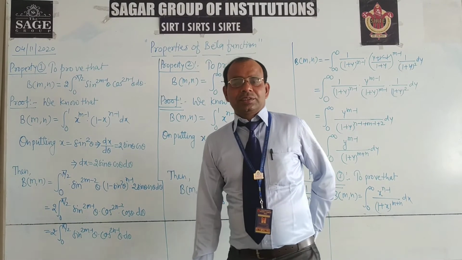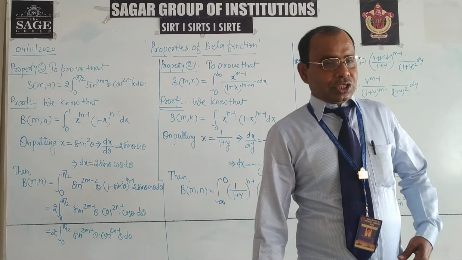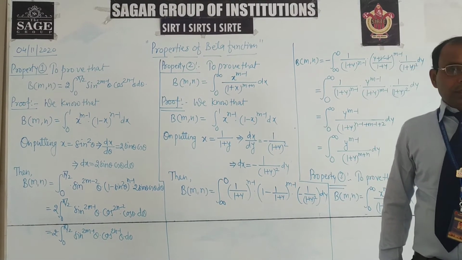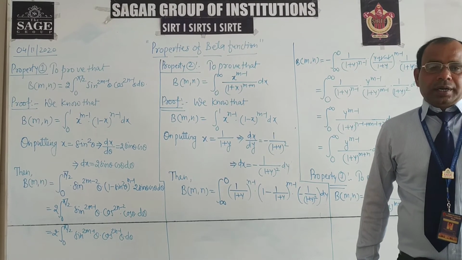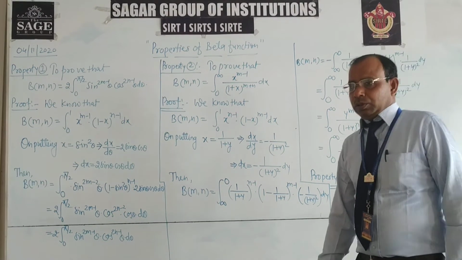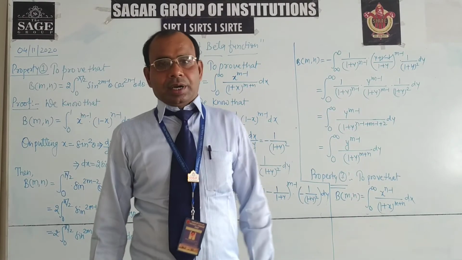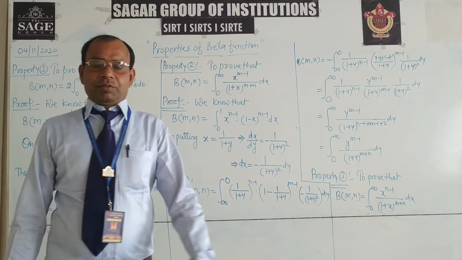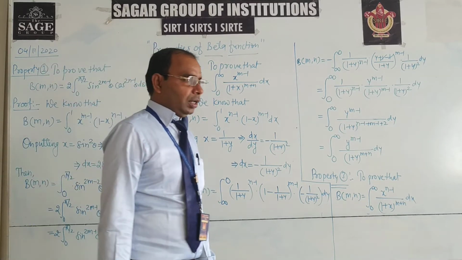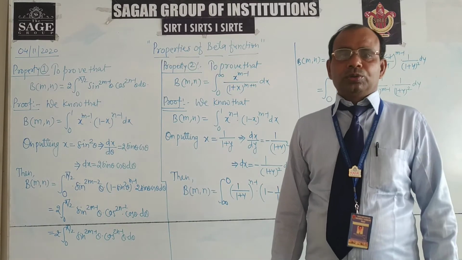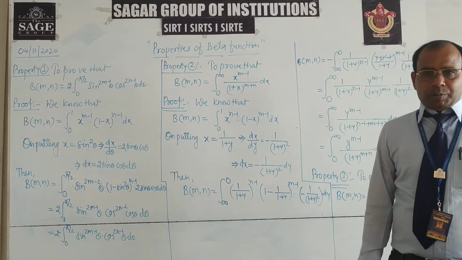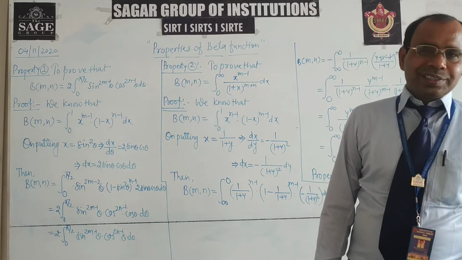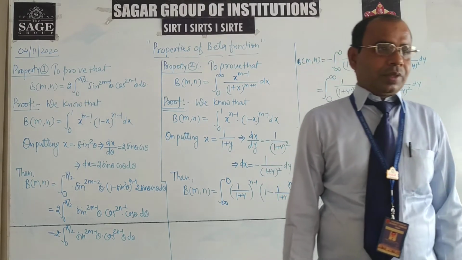Very good morning, students. In the last lecture, we studied the beta and gamma functions, and we defined the beta function and proved a property of the beta function. This property belongs to the symmetrical property. Now we proved two properties of the beta function.